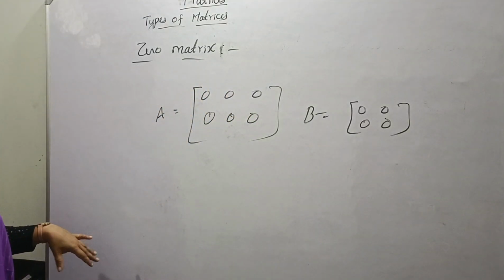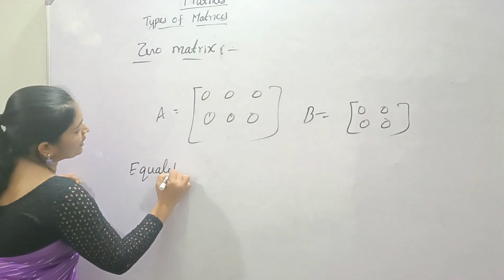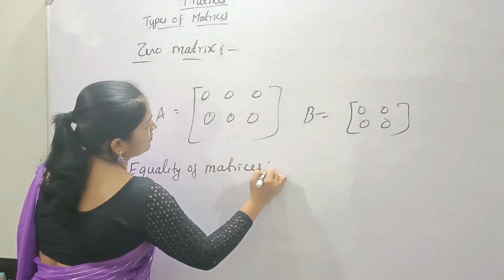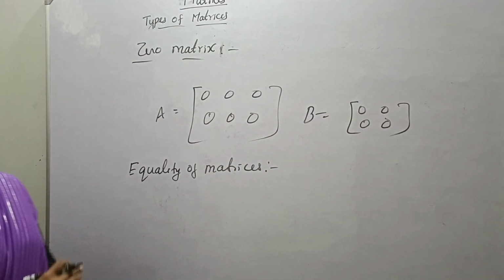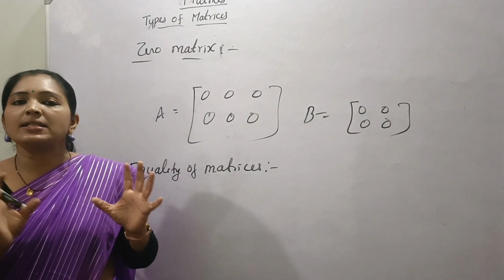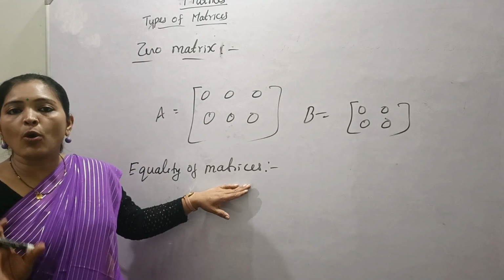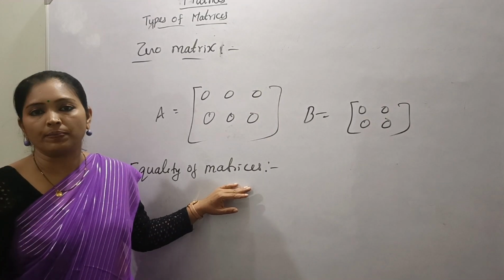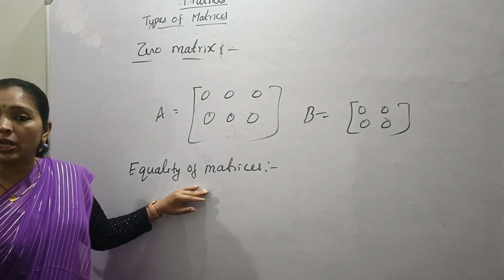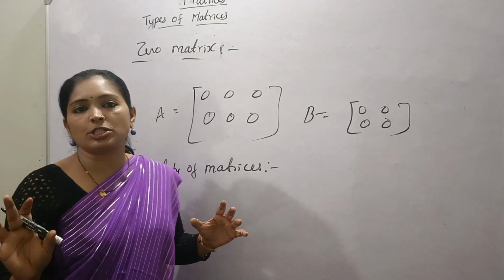Next, let us go through equality of matrices. What is equality of matrices? Two matrices A and B are said to be equal matrices if their corresponding elements are equal.